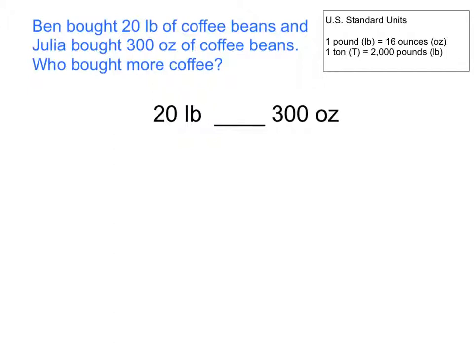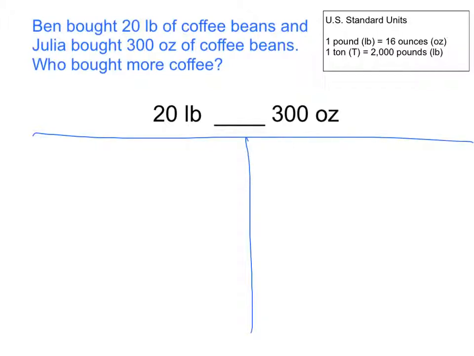Here's a story problem to consider. Ben bought 20 pounds of coffee beans and Julia bought 300 ounces of coffee beans. Who bought more coffee? So I've set up the equation here, a greater than, less than, or equals equation with 20 pounds and 300 ounces. Now there's two ways that we can solve this. We can solve it by converting them both into pounds or solve it by converting them both into ounces. Let's try it both ways.